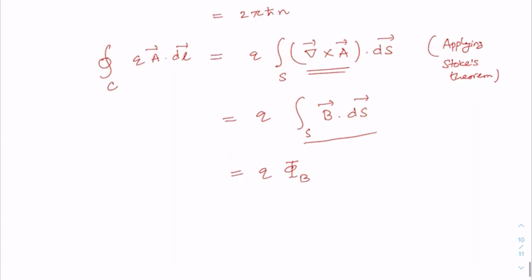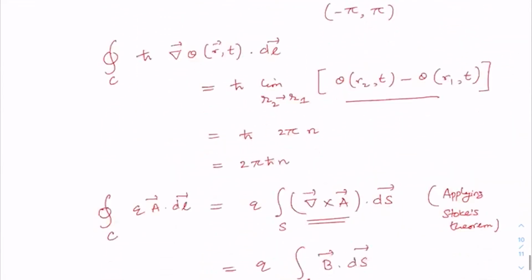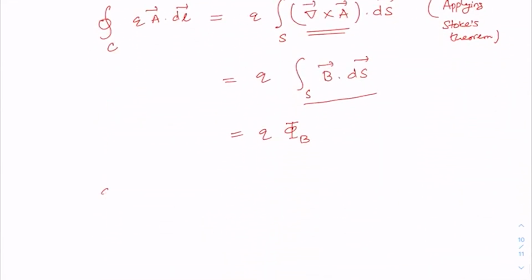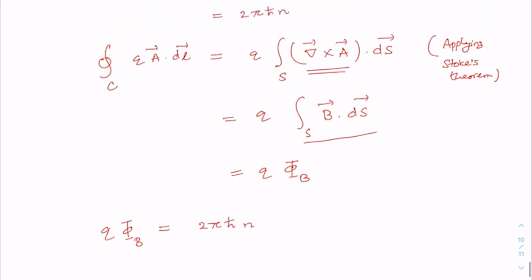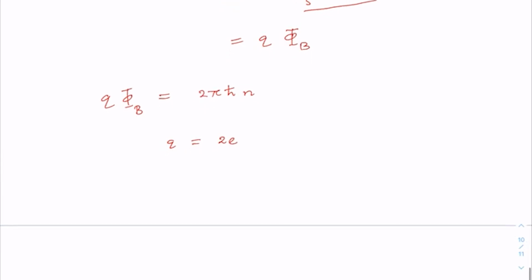Now already we have seen the right hand side of this equation, and we have worked out the left hand side of this equation. So let me equate that. What I have is q into phi b, that is equal to twice pi h cross into n. Okay, so this is what I have. Also, in superconductors we know that this elementary unit of charge is basically twice that of the electron charge.